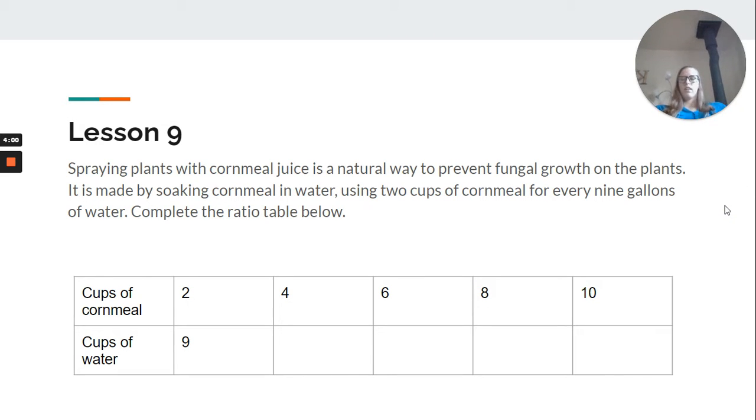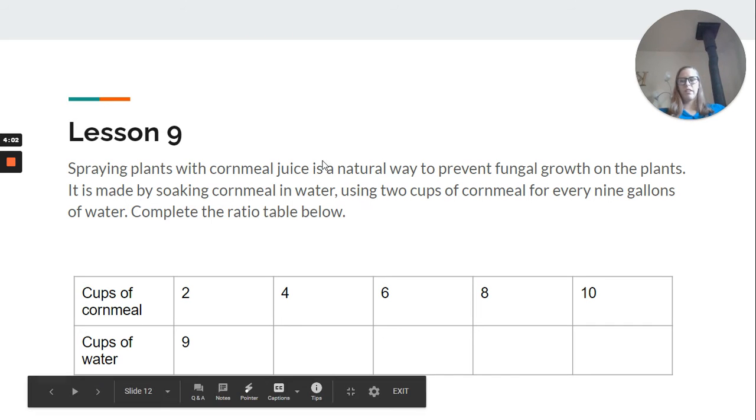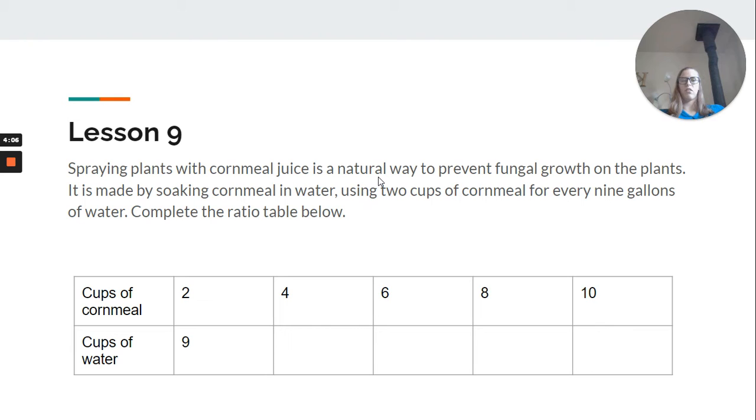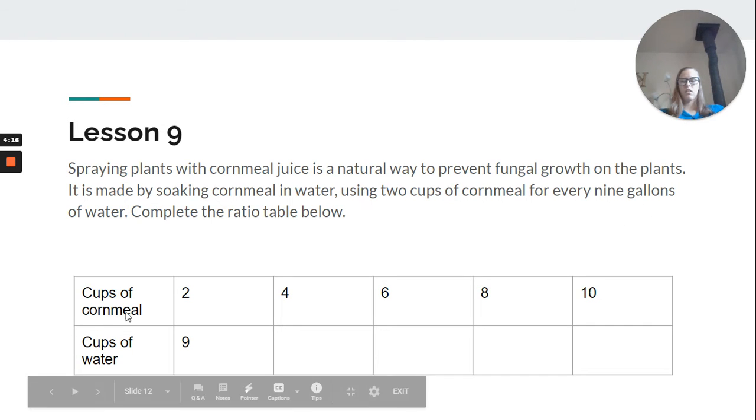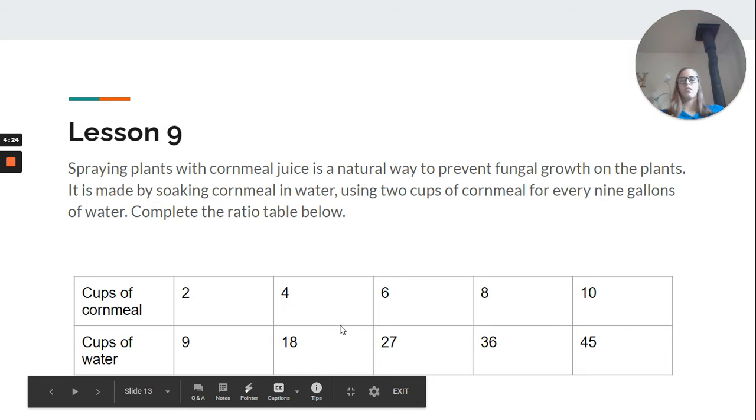Lesson 9, ratio tables. So spraying plants with cornmeal juice is a natural way to prevent fungal growth on the plants. It is made by soaking cornmeal in water, using 2 cups of cornmeal for every 9 gallons of water. Complete the ratio table below. So we get cups of cornmeal, 2, 4, 6, 8, and 10, so 2 to 9. So we fill in the rest of the table, 4 to 18, 6 to 27, 8 to 36, and 10 to 45.